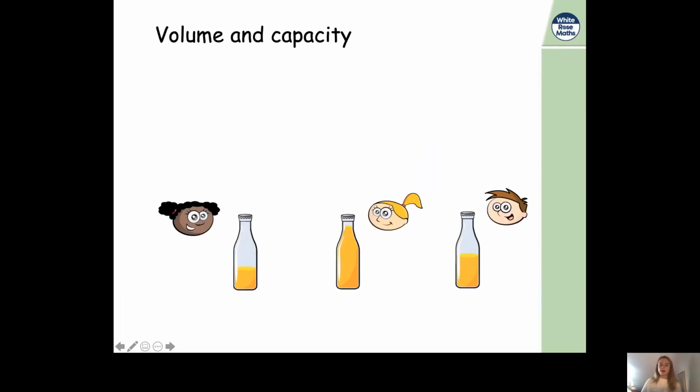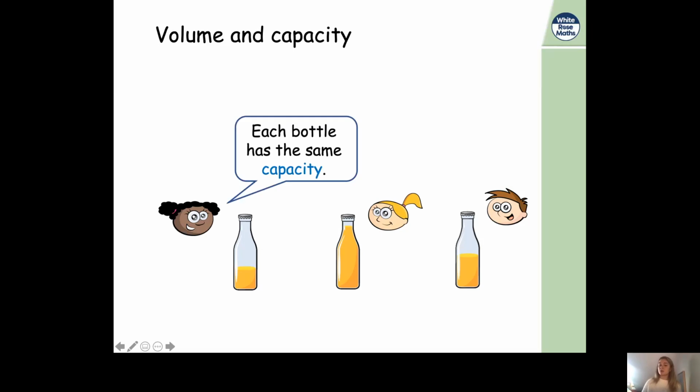Okay, now here we have got 3 containers that are the same. Now, the first girl says each bottle has the same capacity, and she's correct there, isn't she? Because they're all the same, and if they were completely full, they would be able to hold the same amount of liquid. So therefore, yes, this girl is correct. But do we think that these bottles have the same volume? Have they got the same amount of liquid in each bottle?